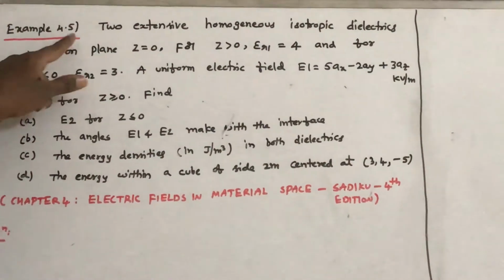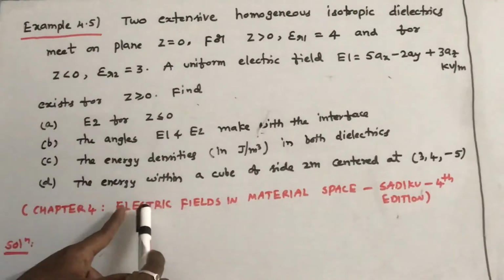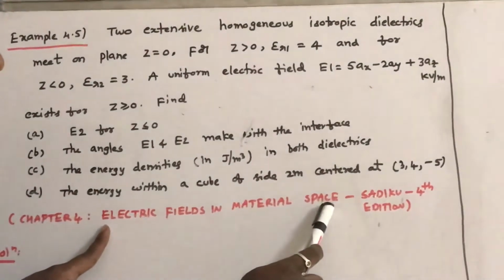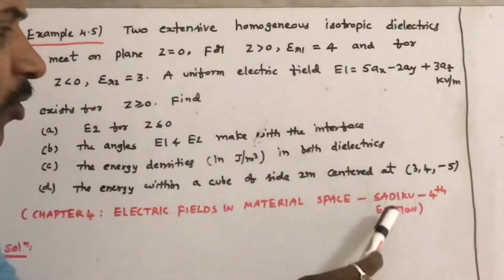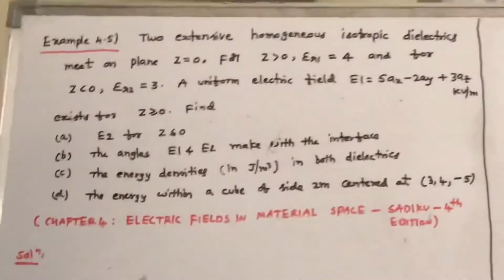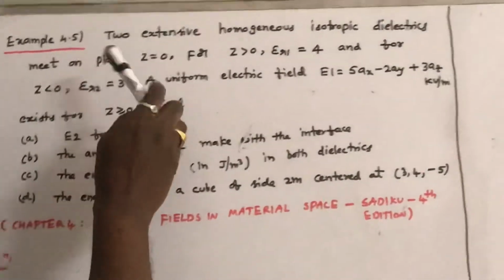Hi, this is example 4.5, chapter 4. The name of the chapter is Electric Fields in Material Space, Elements of Electromagnetics by Sadiku, 4th edition. The problem is based on dielectric boundary conditions. What is this problem? Let us see.